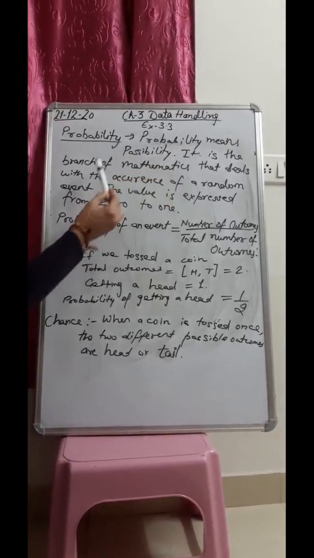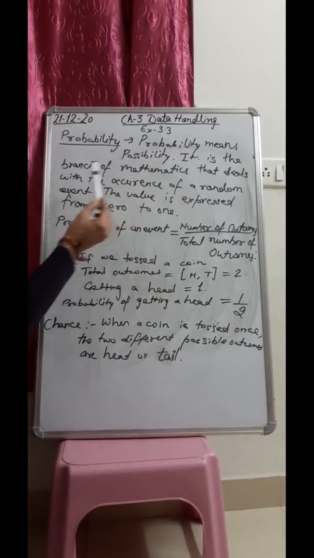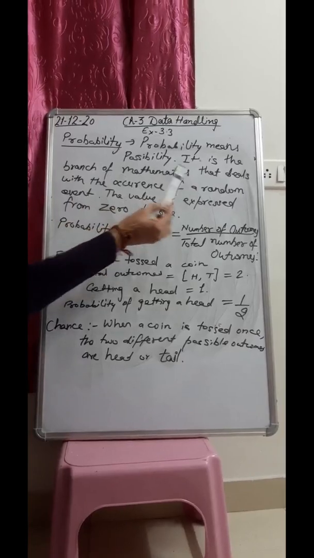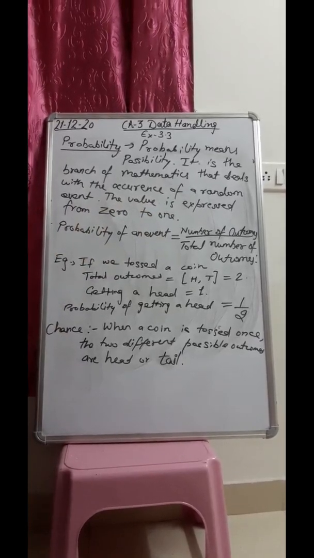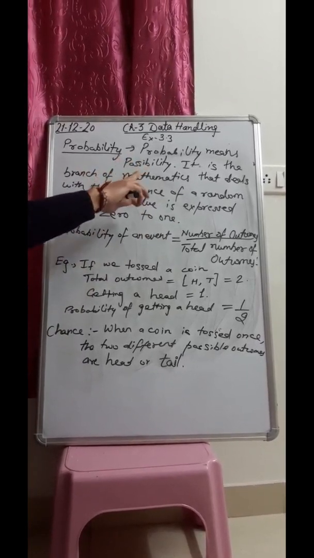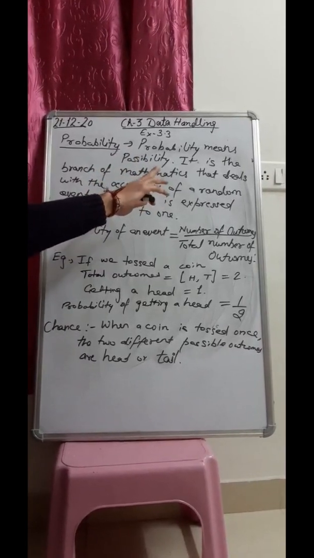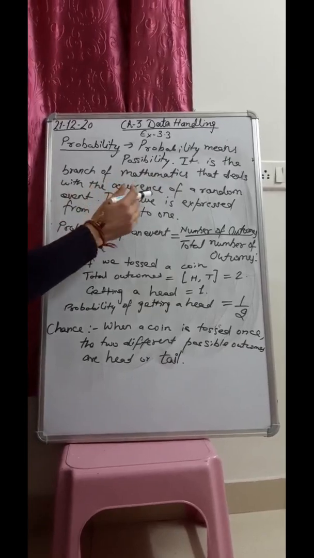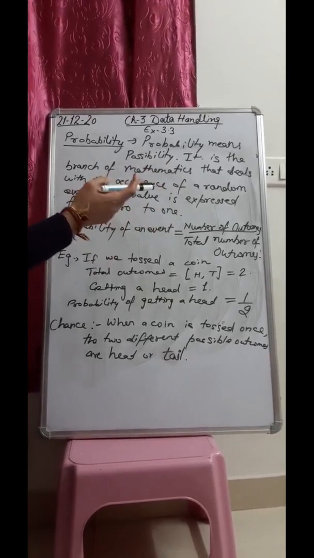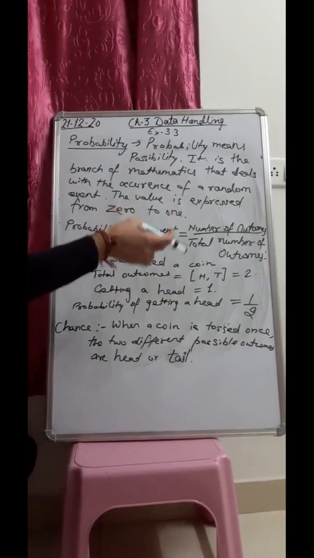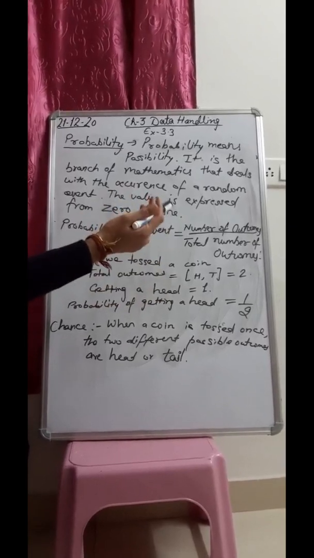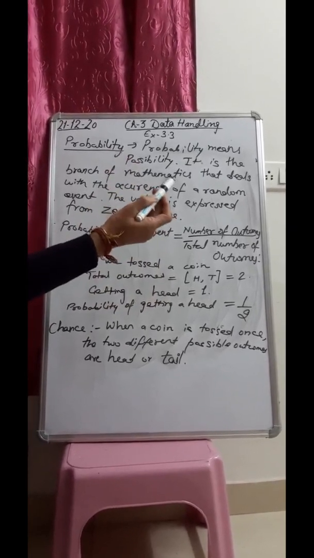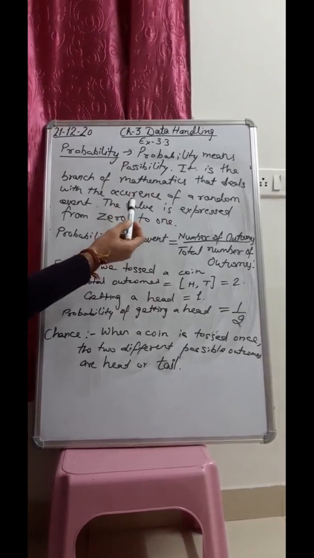So it is the branch of mathematics that deals with the occurrence of a random event. Occurrence means any event, for example tossing a coin or the rising of the sun. Any event has to occur, a random event.